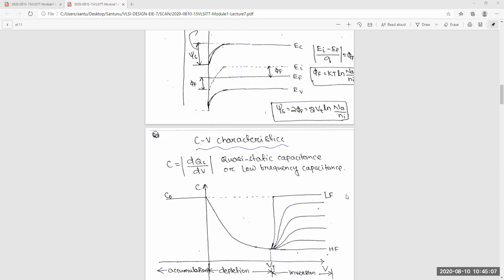Yes or no? So now you explain why this happened. When you increase the supply voltage more than the threshold voltage, and the frequency of the signal, the incremental charge, the small signal change, will be very fast at the gate.